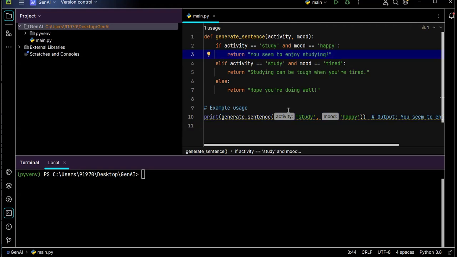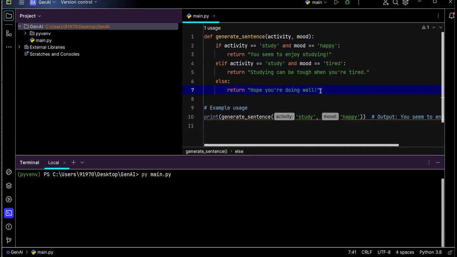Let's say if my mood is tired and my activity is studying, then I'm expecting my model to provide a response like this. And in all the other cases, I want to get a response like this. So like that, I provided the code. For the happy case, I have defined some response. For the tired case, I have defined some response. In the other cases, I have defined some responses. So like this, in a rule-based system, you need to define the responses.